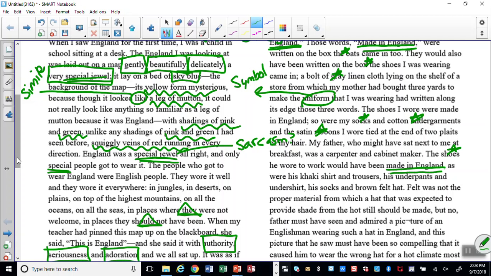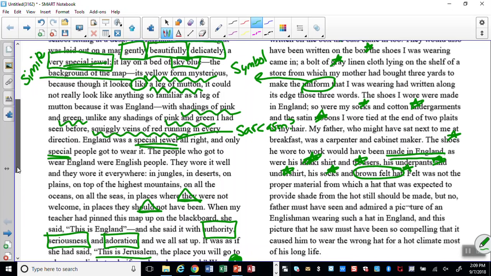All right, so shoes he wore to work were made in England. So was his khaki shirt and trousers and underpants. Look at all these stars. Undershirt, socks, and then a brown felt hat. Who wears a brown felt hat? And she goes on to explain that. She said it is way too hot for a brown felt hat.